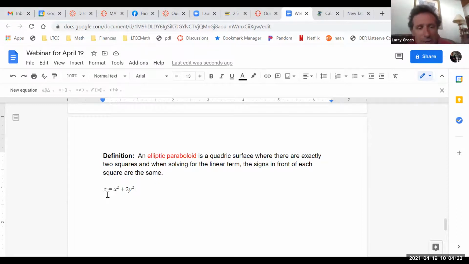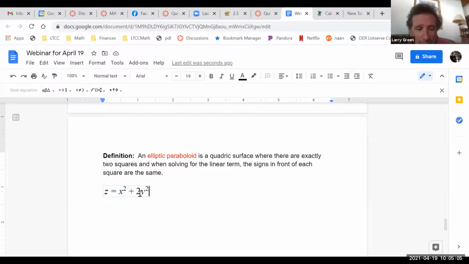What if you let z equal 1? What do you get? So we're looking at traces now. If z is 1, what picture do you get? So if z is 1, what do we get? What shape? Yeah, you get an ellipse. Okay, what if x is 1? What do you get? Yeah, you get a parabola.